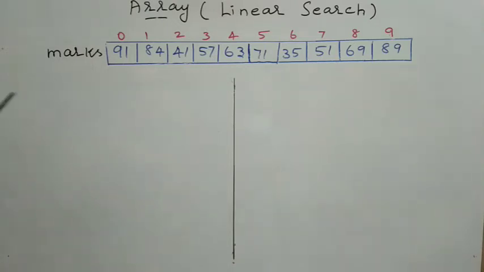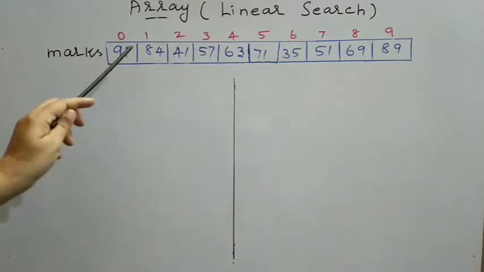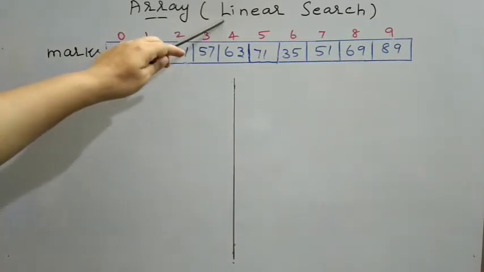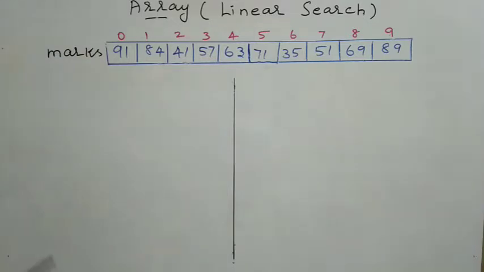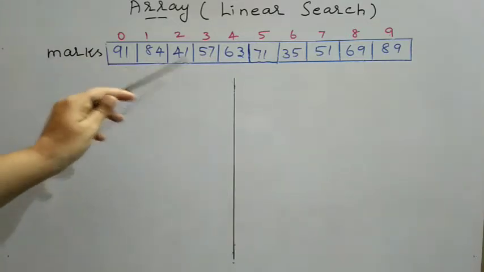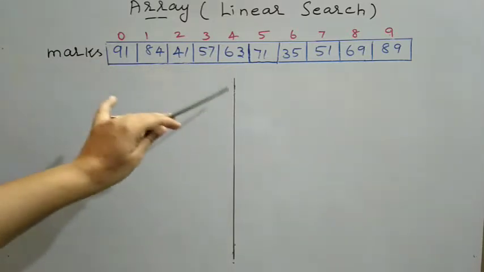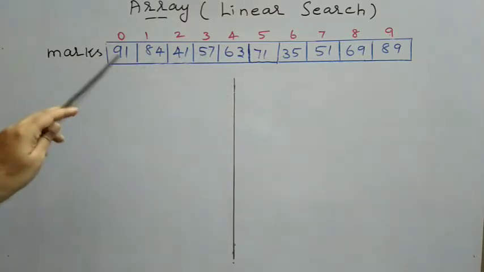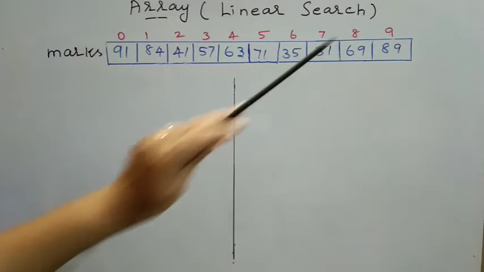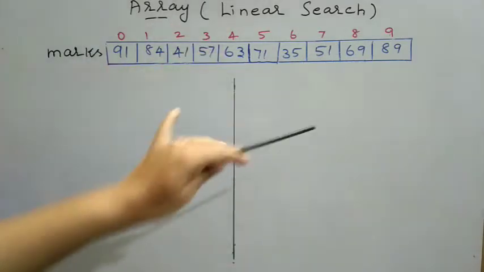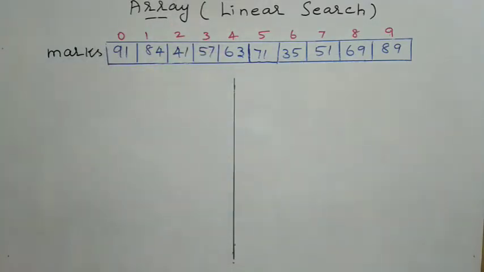I am going to write a C program to perform searching an element in an array, which contains a set or collection of elements, using a method called linear search. In linear search, we perform the searching operation until we find the element, starting from the first element to the last element, one after another. That is the concept of linear search.